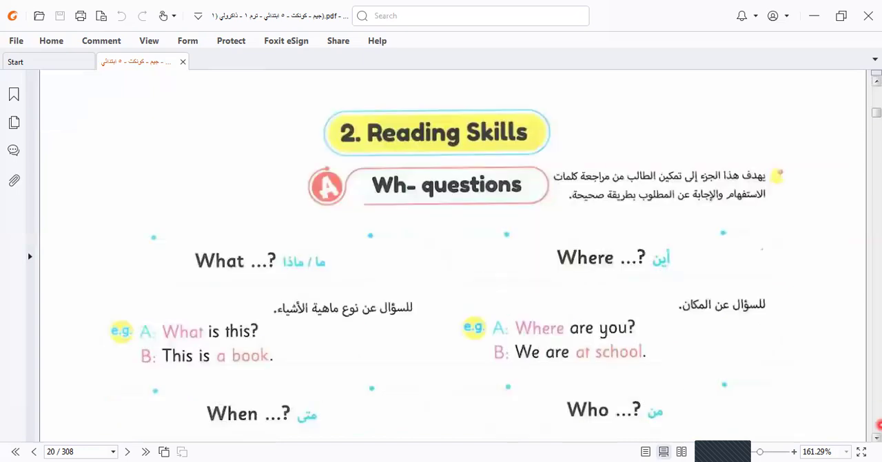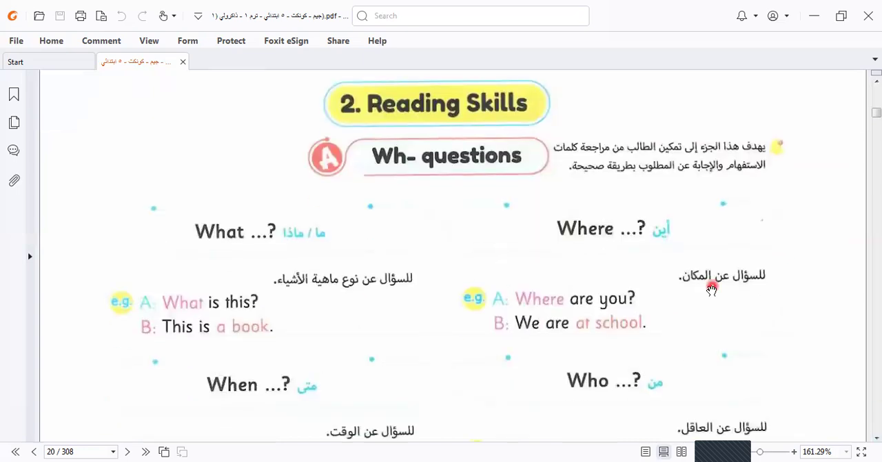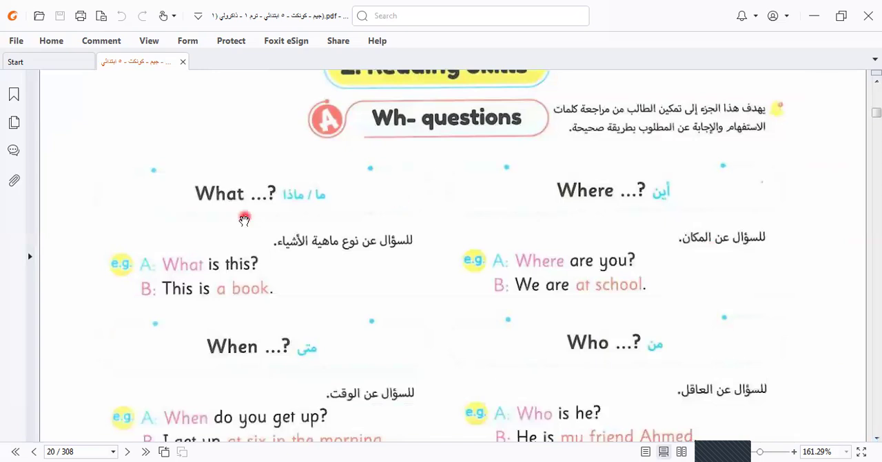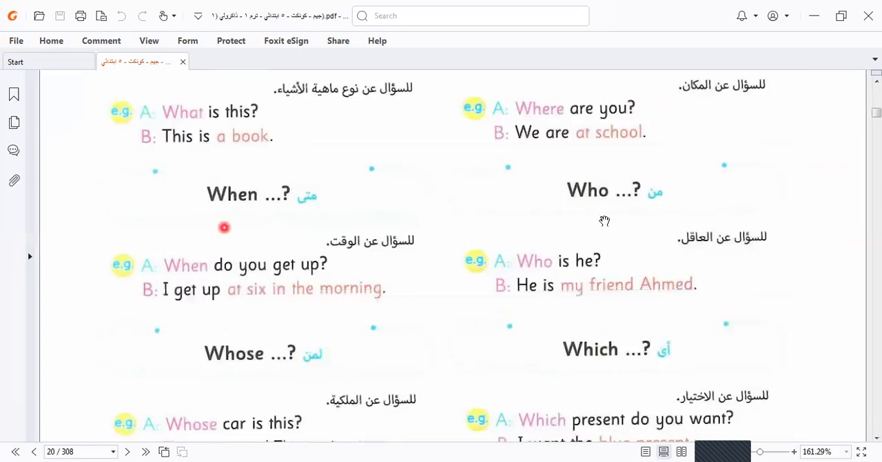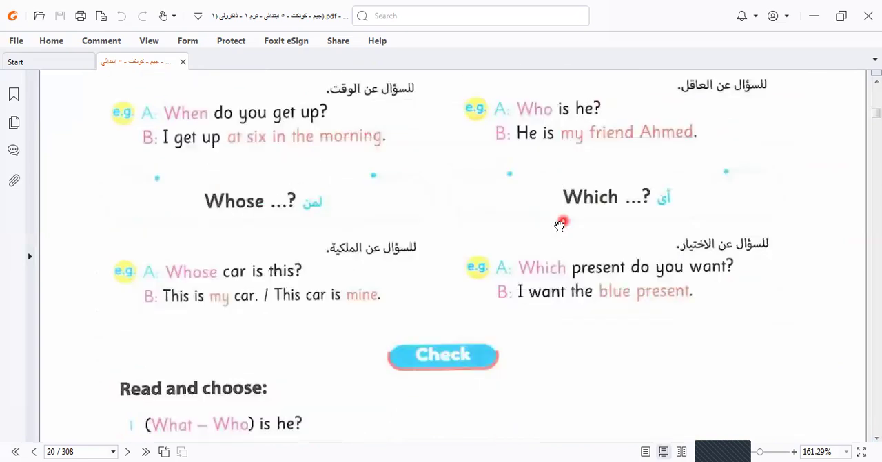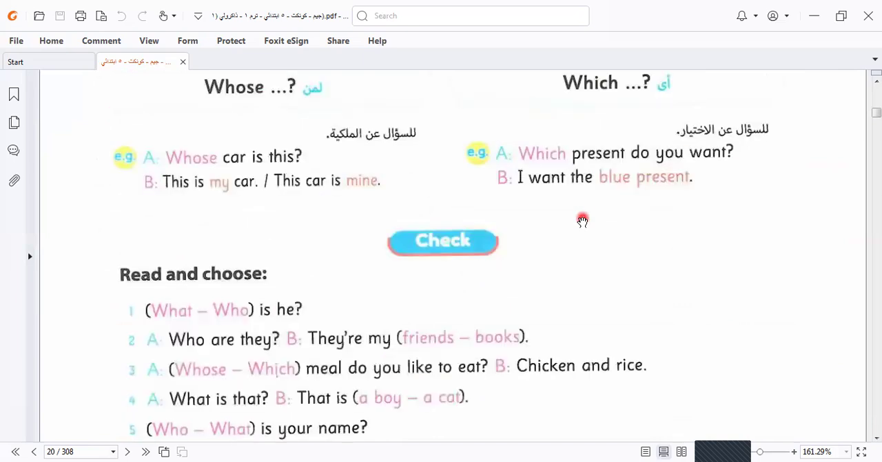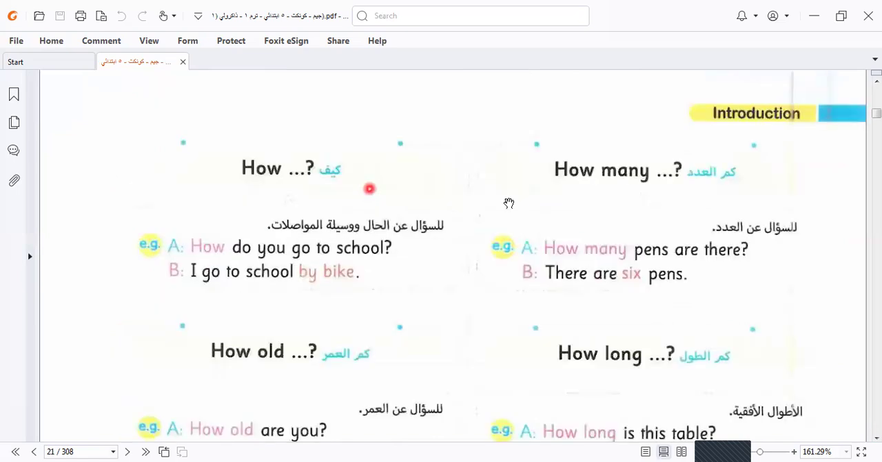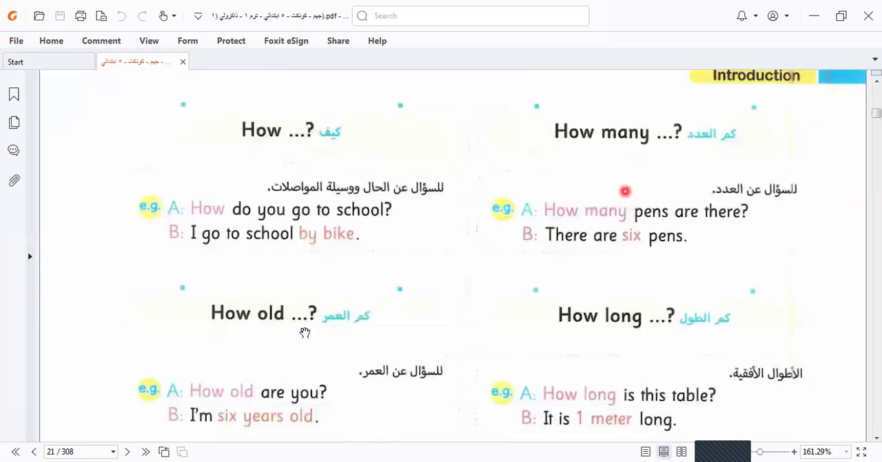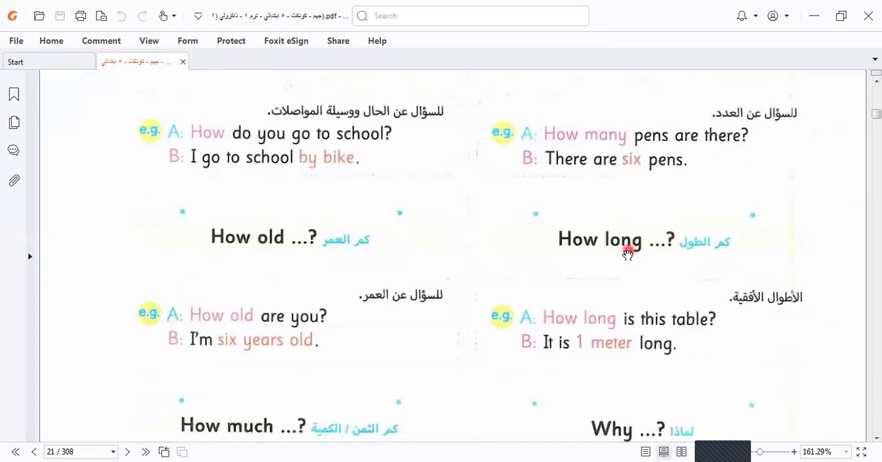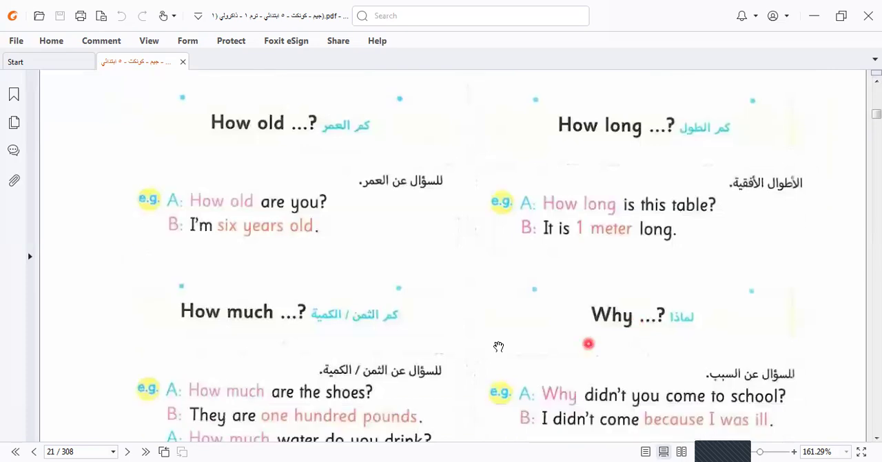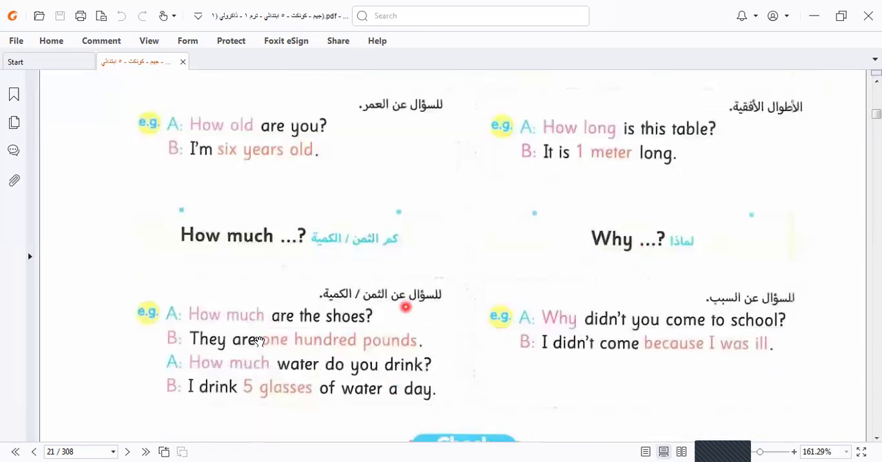Here we have the keywords of the questions: what, to ask about something; where, to ask about place; when, to ask about time; who, to ask about a person; which, to ask about choice; how many, to ask about numbers; how old, to ask about age; how long, to ask about length, like this: How long is the table? It's 1 meter, so I ask about the length of the table. How much, to ask about the price, like: How much are the tools?